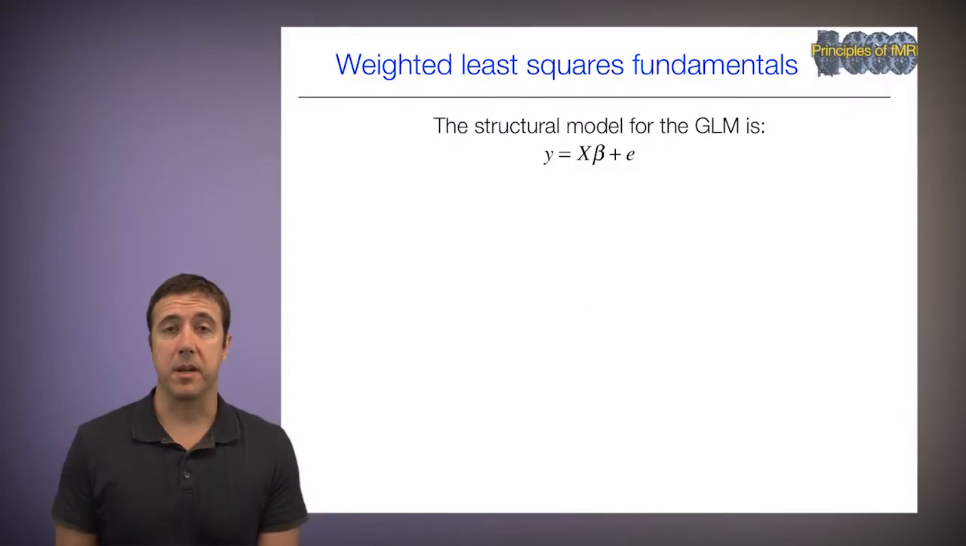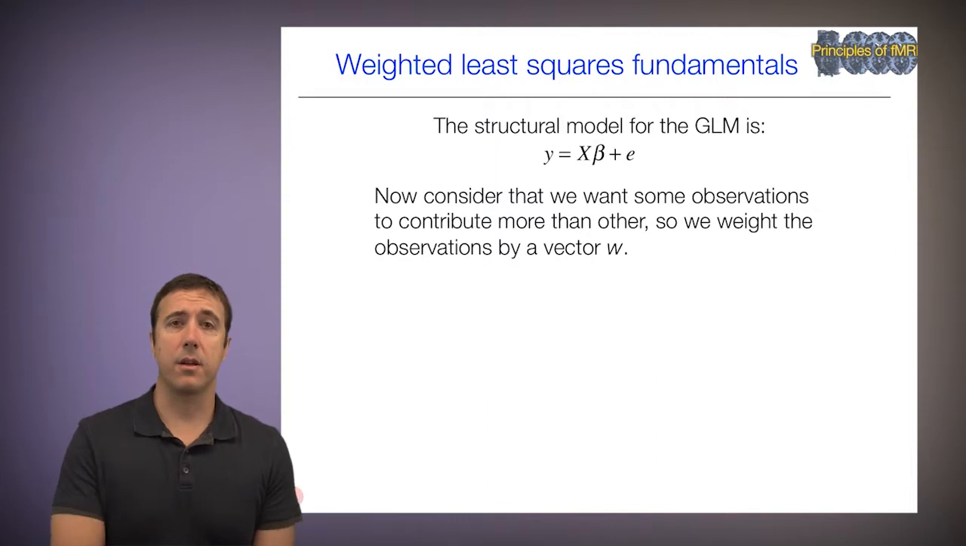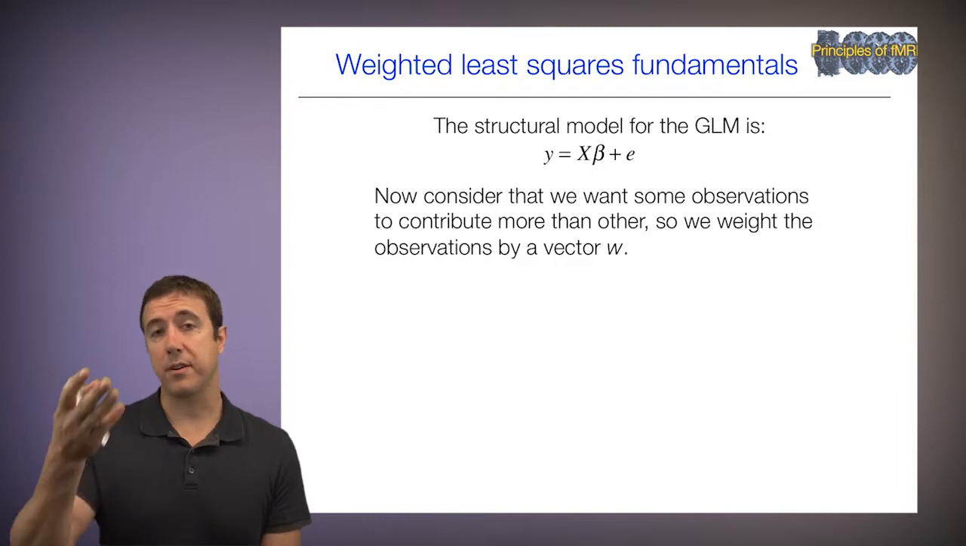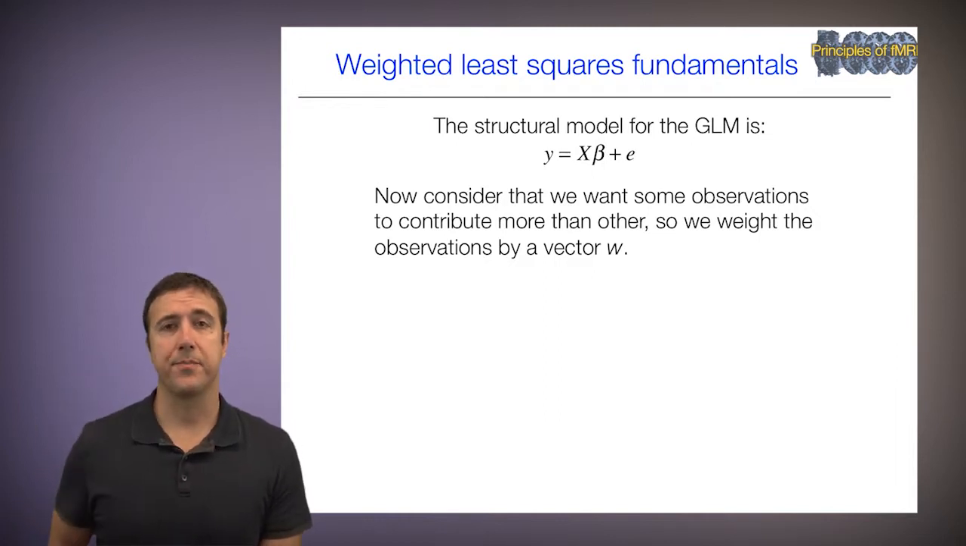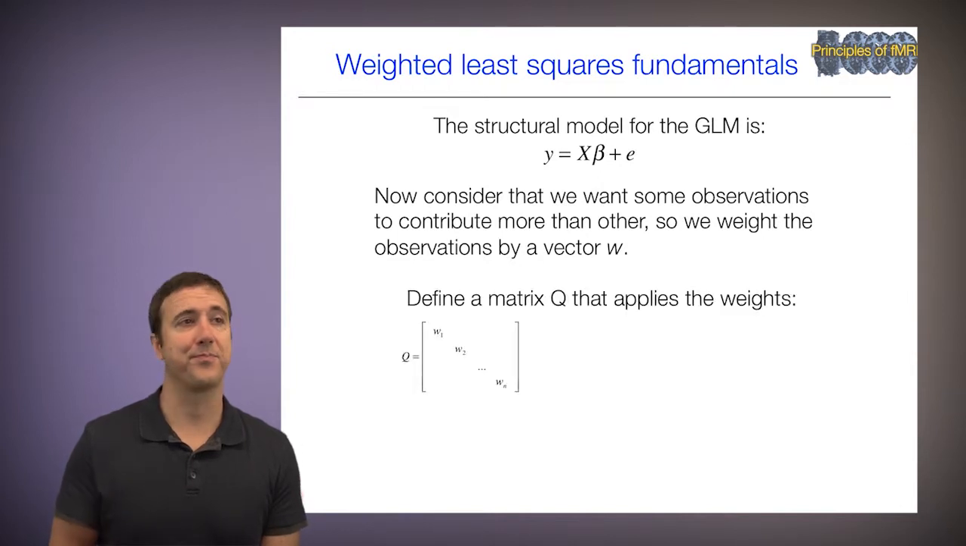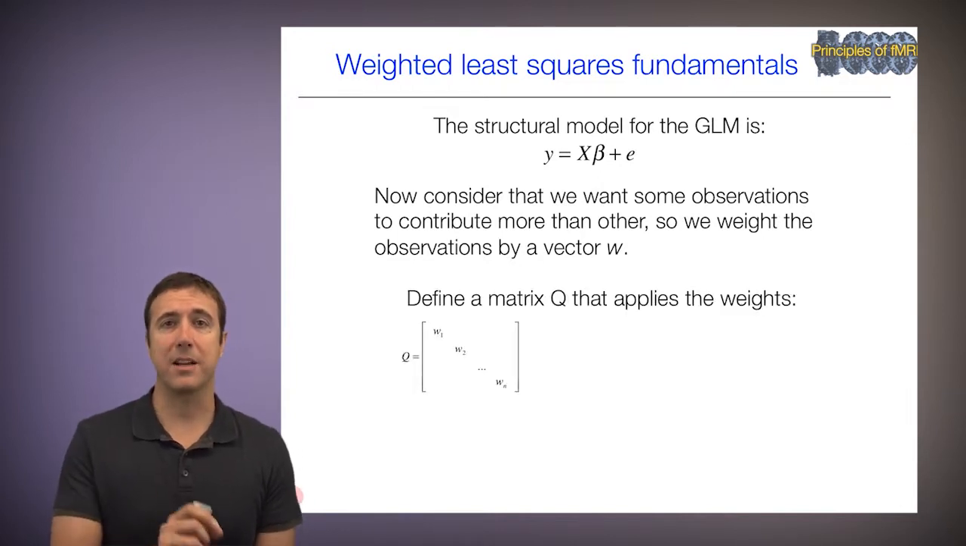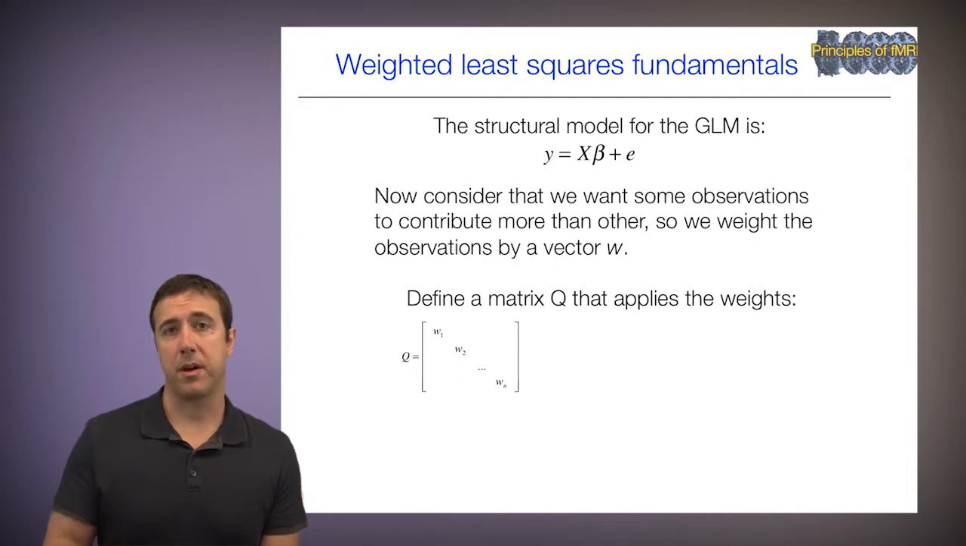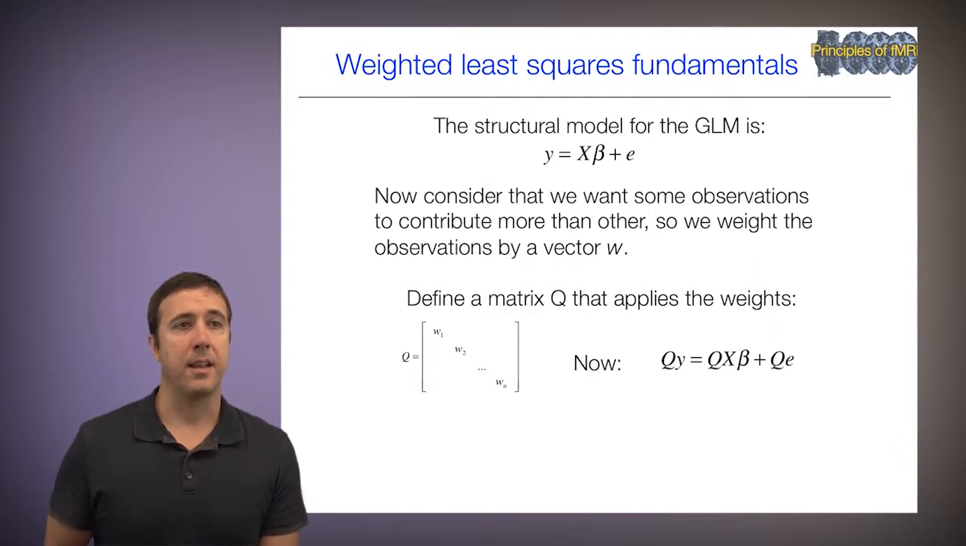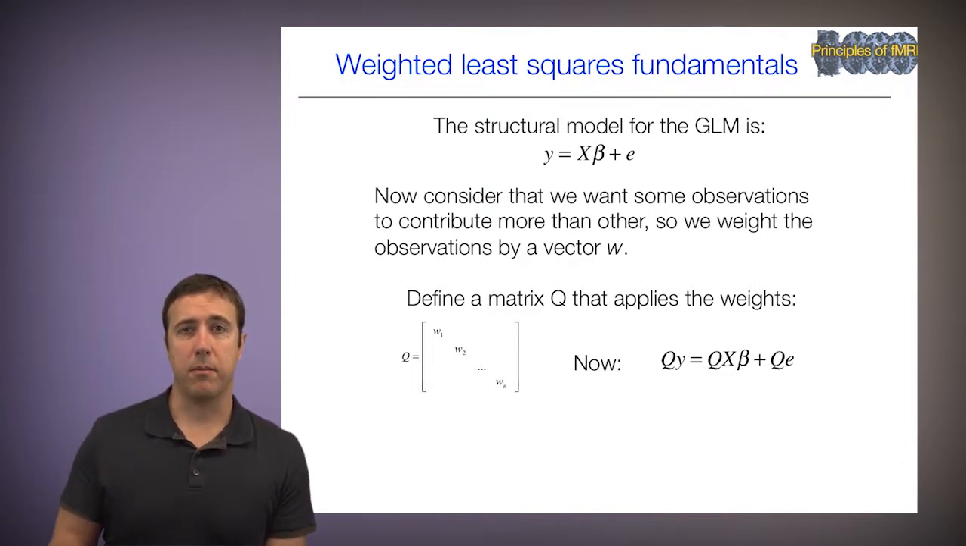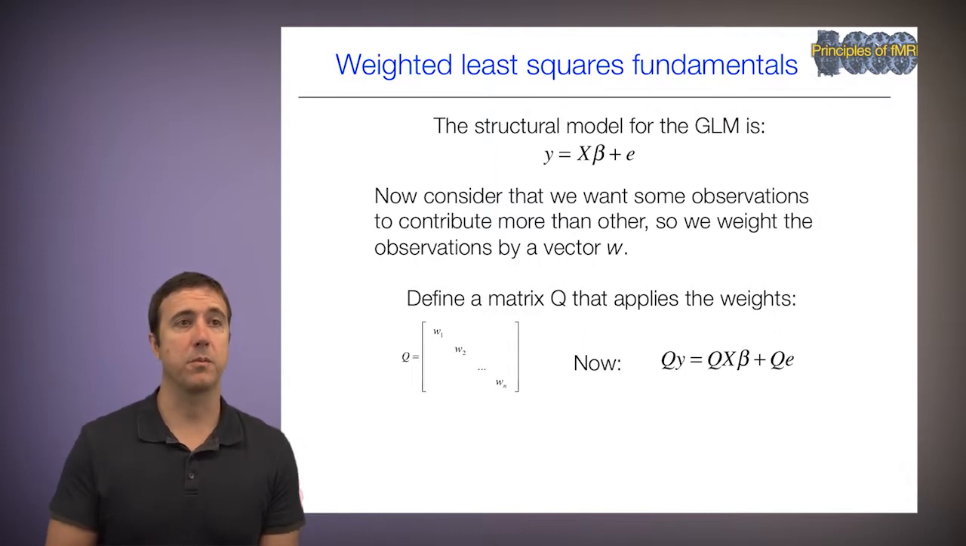That's a problem. So the structural model for the general linear model, to review, is y equals x times beta plus error, in matrix form. Now let's consider that we want to weight some observations more than others. So let's come up with a vector w, which has weights for every observation. Let's define a matrix Q then, which is a diagonal matrix that applies those weights when you multiply it by a data vector. So there's Q with the weights in the diagonal. And now we're just going to multiply each part of that structural model equation by Q. So Q times y equals Q times x times beta plus Q times error.